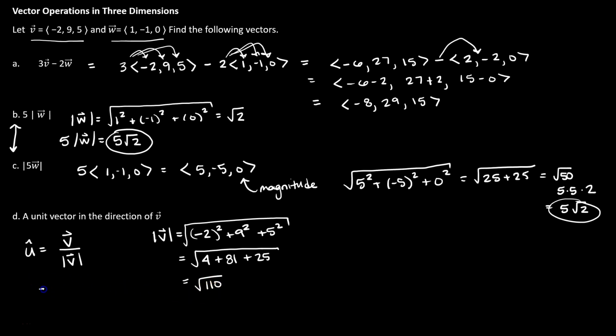So the unit vector that we're looking for would then be negative 2 over root 110, 9 over root 110, and then 5 over root 110. That is a unit vector that is pointing in the same direction as the vector v.